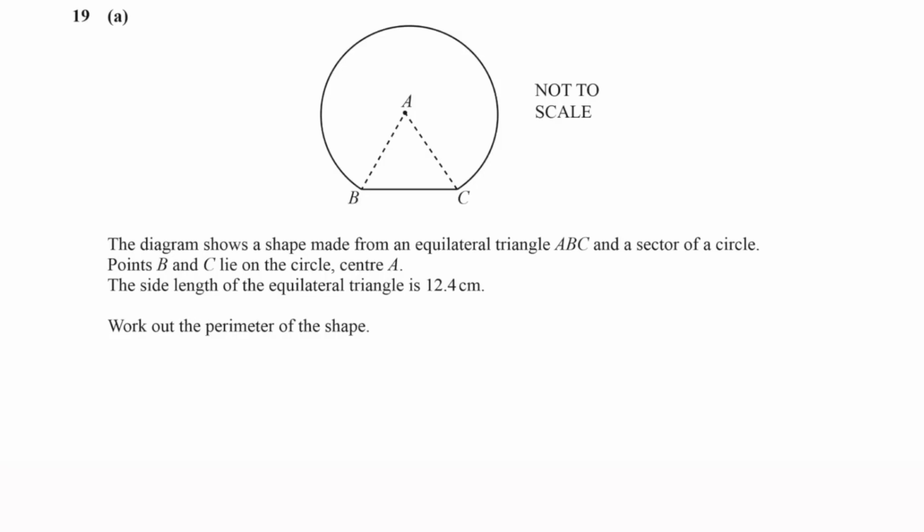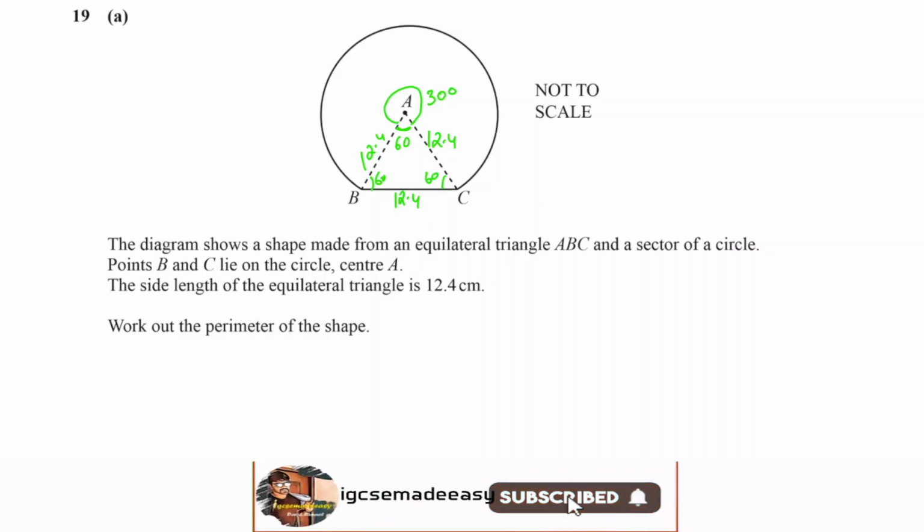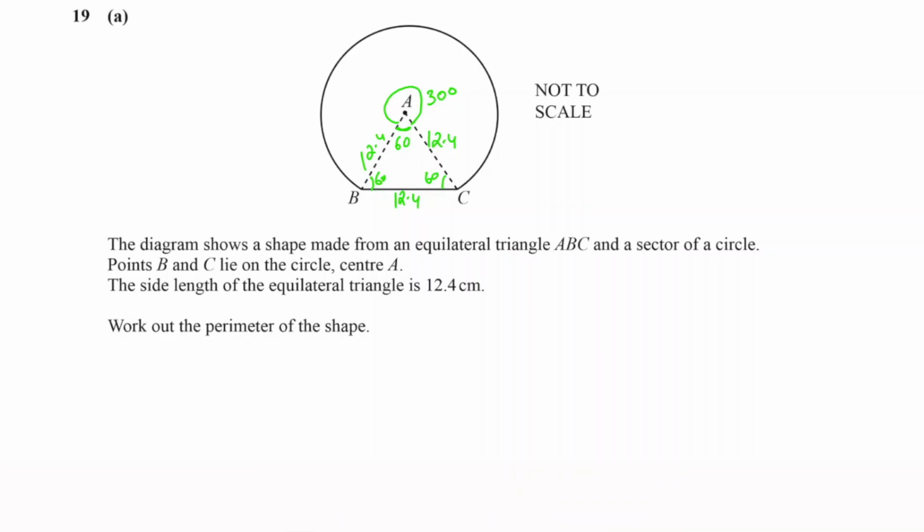Okay, so the circle is made and we have an equilateral triangle over here. This is 12.4. Equilateral means all the sides are equal, and all the angles inside will be 60. What is this angle then? If this is 60, because the total angle is 360, out of that 60 is taken, so this will be 300, right? The total angle is 360, one part is 60, so that will be 300, correct?